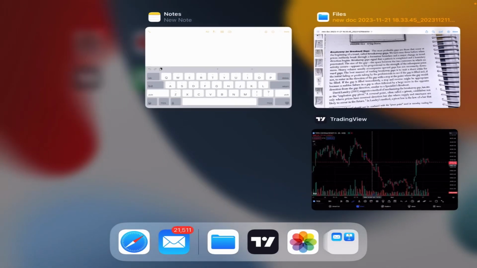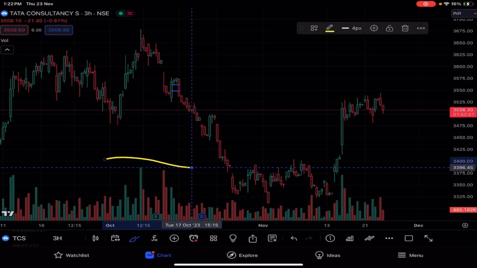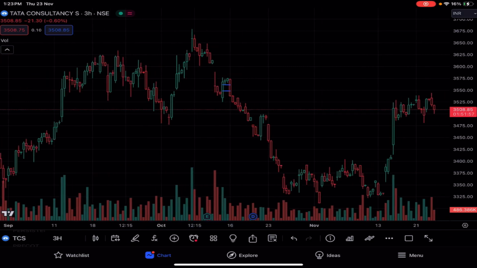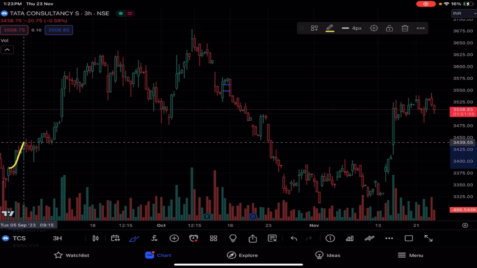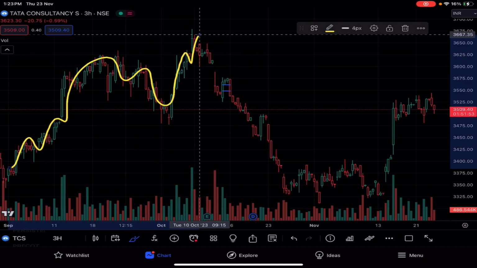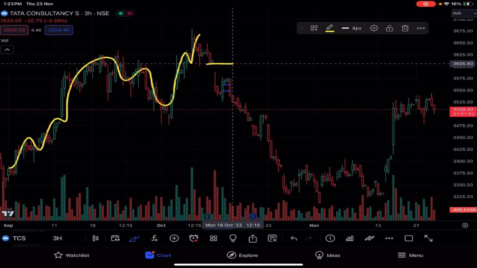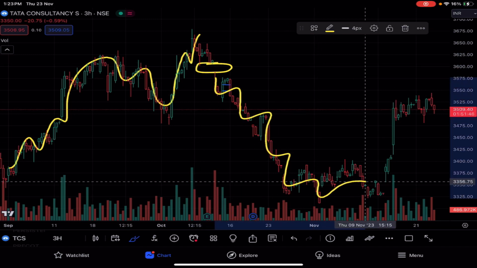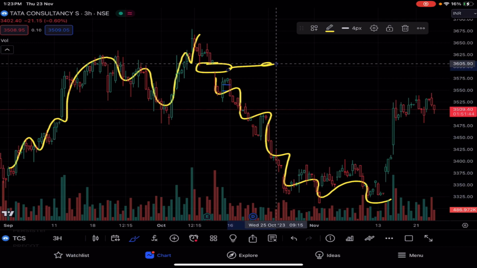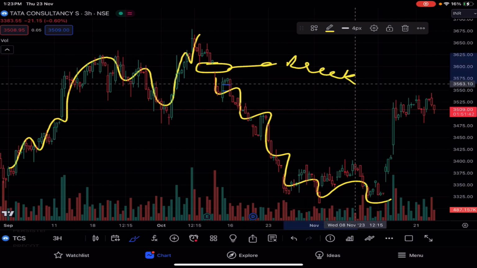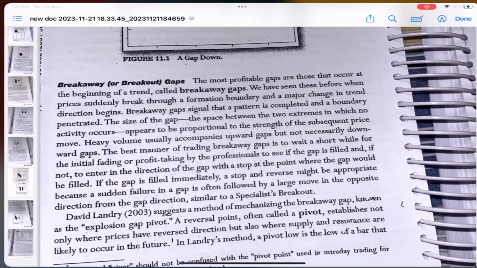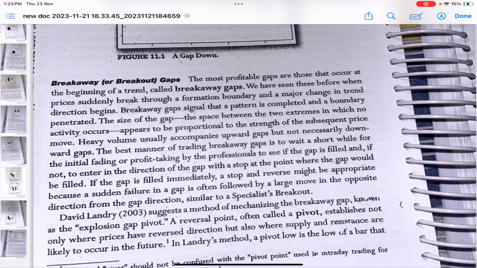For example, let me look at this. If you look at this over here, TCS has been rallying and it has been going up, right? It has been going up. Here there was a gap. Suddenly from there on it started going down. So this is my breakaway gap. Why? Because a new trend started ever since that gap occurred. Now let us read what they are explaining.